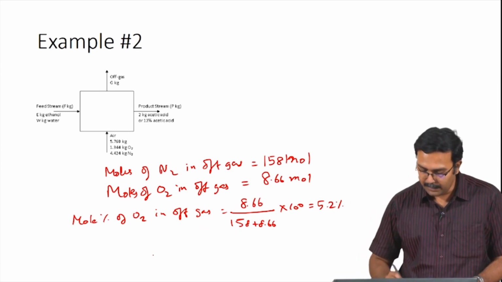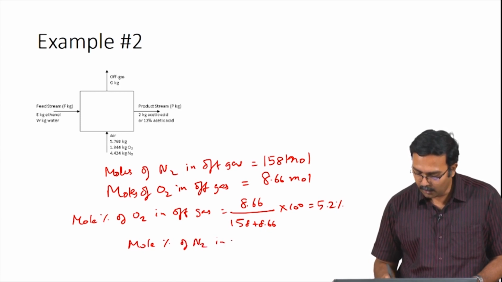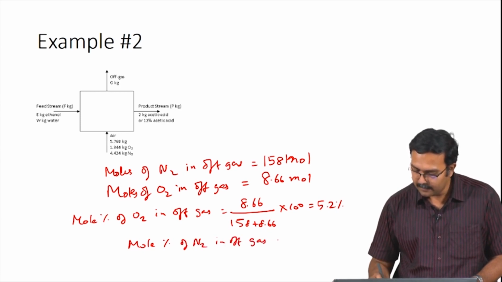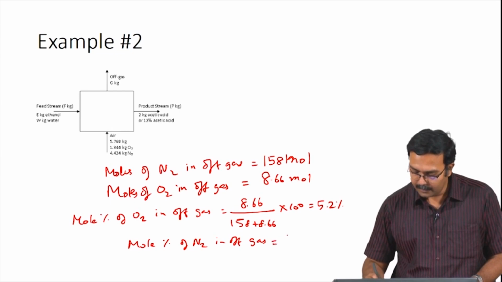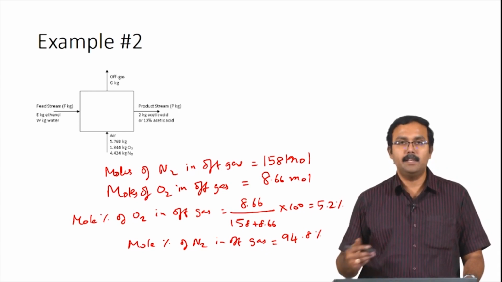So, the rest would be nitrogen. So, you have mole percentage of nitrogen in off gas as 94.8%. So, this gives the composition of the off gas which is leaving the system.